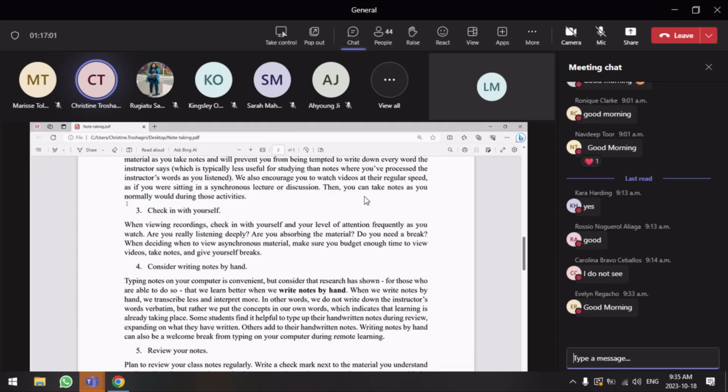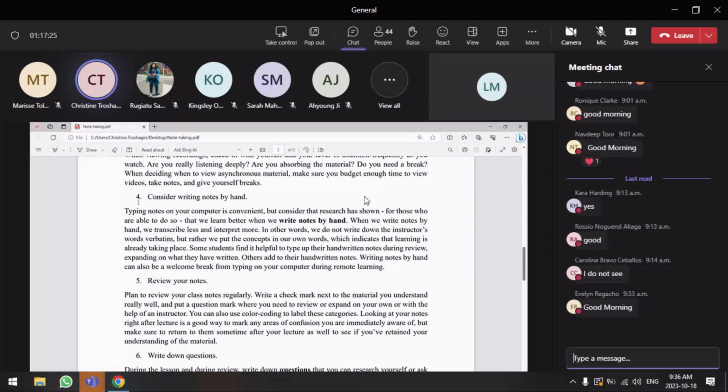So therefore, the check-in with yourself is very important, and that is why you don't need to multitask whenever you are simply having a class, because it's very obvious. Your main focus is not going to be on the lecture, or simply on the topic being discussed.